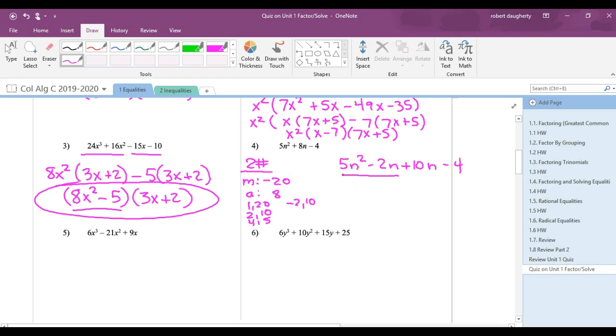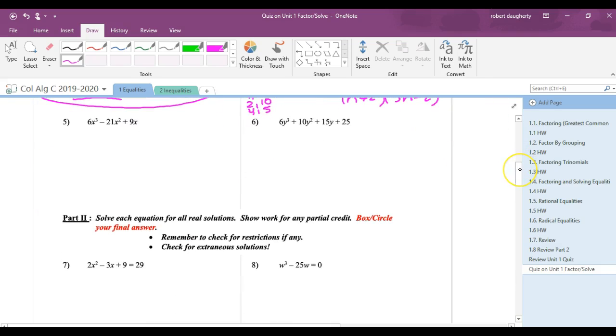Factor by grouping. So this is n, 5n minus 2, plus 2, 5n minus 2. Answer is n plus 2, 5n minus 2, and you're done. Next problem.